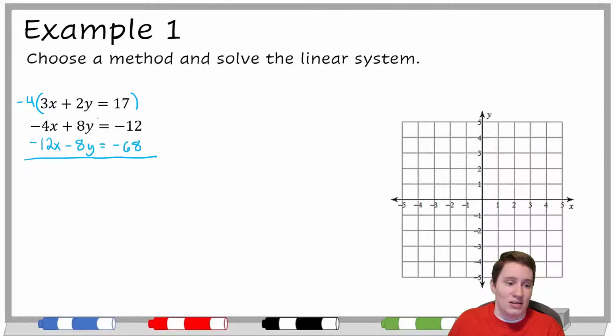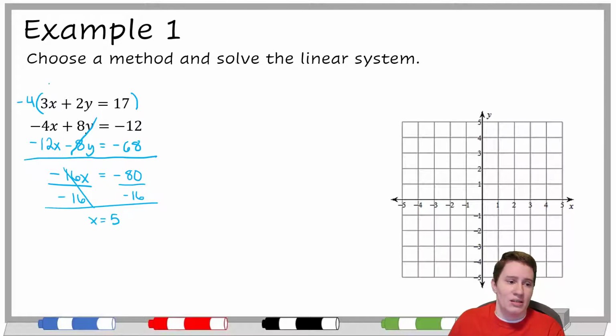Okay, so now we'll add these two equations together. Negative 4x minus 12x is negative 16x. And then 8y minus 8y cancels or eliminates. Negative 12 plus negative 68 is negative 80. So we're going to divide by negative 16 and get x equals 5.